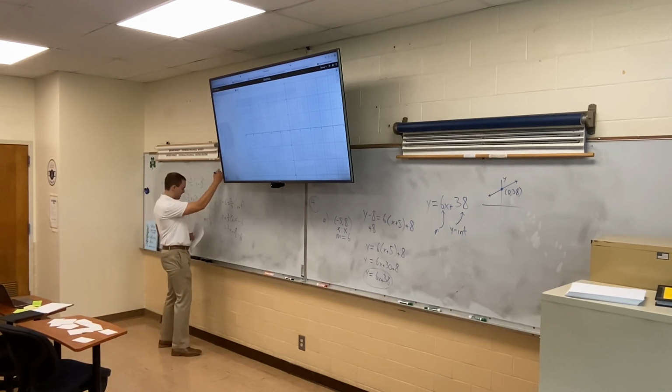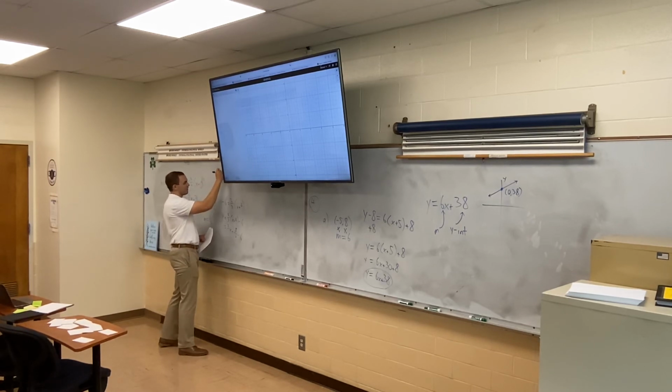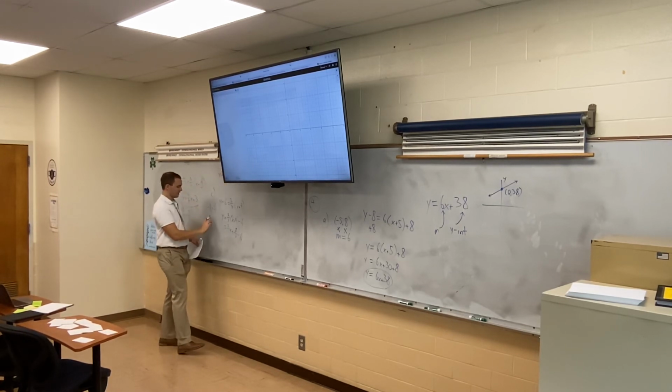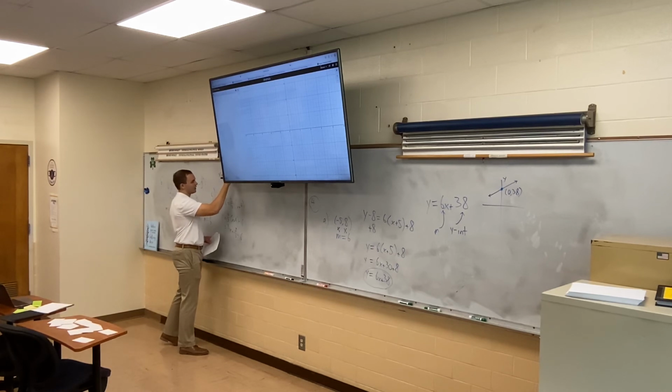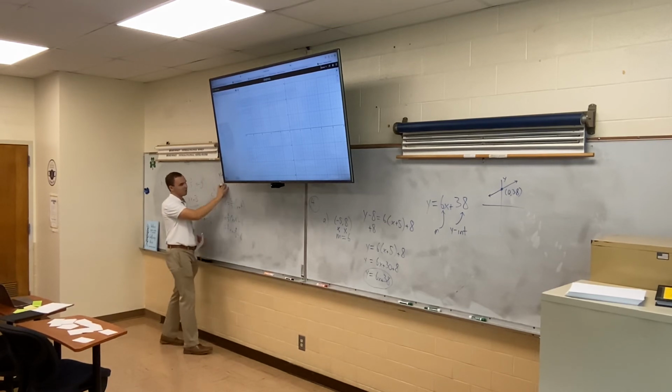So again, easy money, point slope form, y minus negative 2. So it's y plus 2 equals slope, 2/3, times x minus negative 4, so plus positive 4. And then I solve for y.